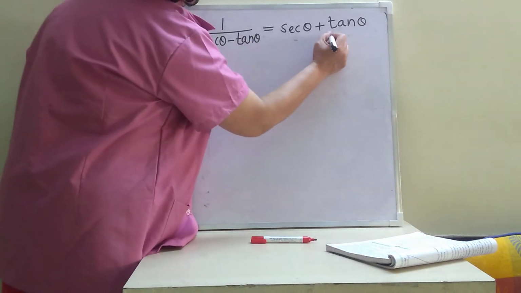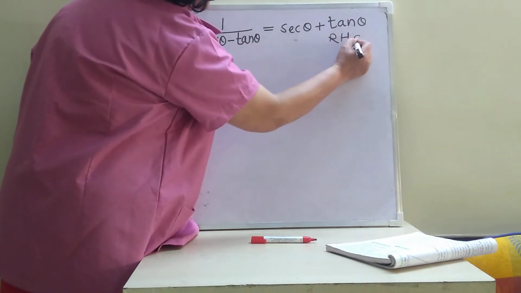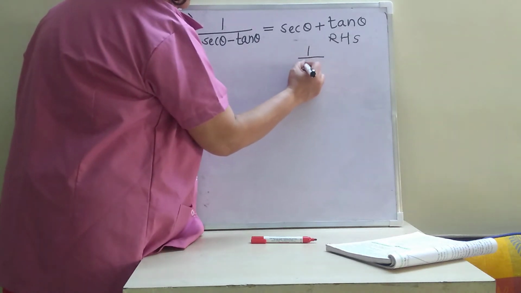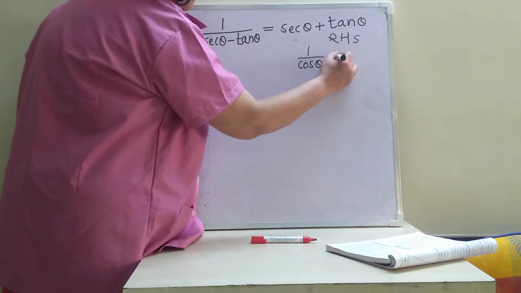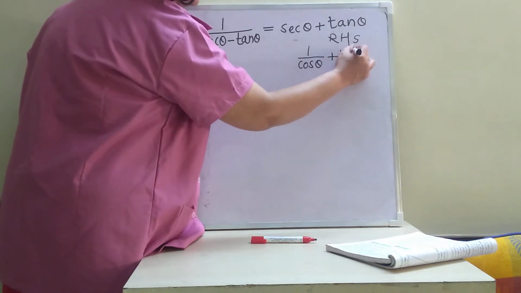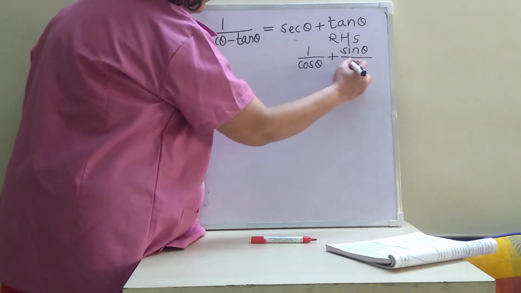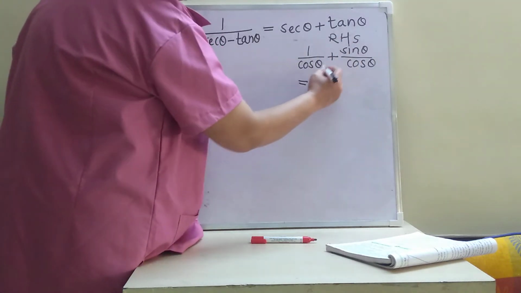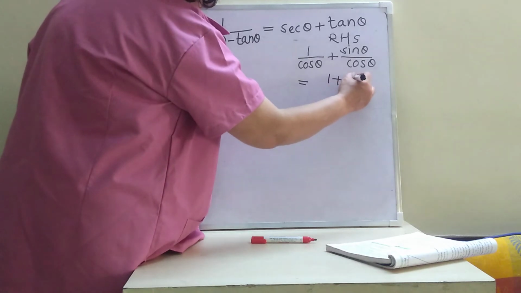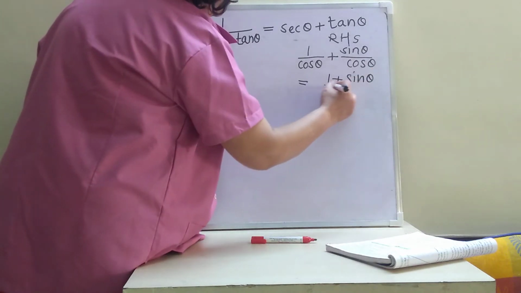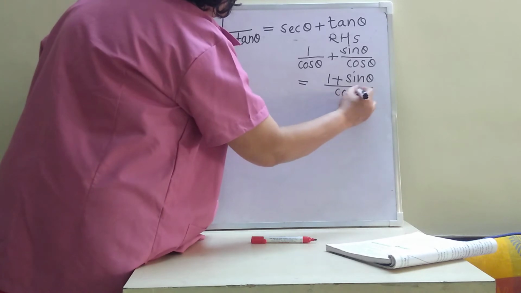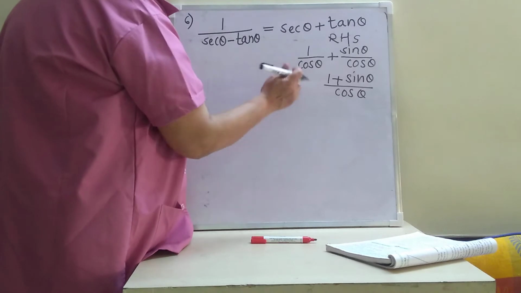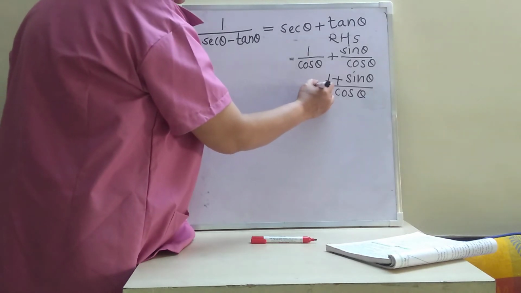Let us solve the RHS. What is RHS? So it is sec theta plus tan theta. What is sec theta? 1 upon cos theta. What is tan theta? Sin theta upon cos theta. Correct? Now the denominator is same, so you can get 1 plus sin theta upon cos theta. This is the right hand side we have already solved.